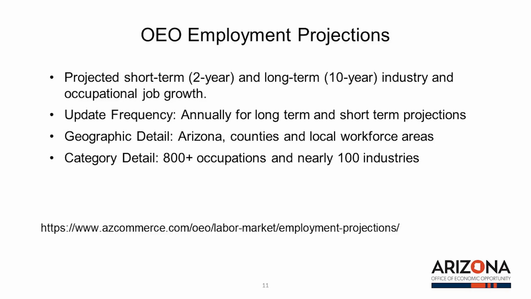And the next resource that we have available is the OEO projections. These show projected growth, short-term, so 2-year, and long-term, of industries and occupations. We update these each year. Just a couple months ago, we updated our short-term, and then just in 2 weeks, we'll be coming out with the new long-term projections. These have a very high level of geographic detail. So for the state, counties, and workforce areas, all of this information here is projected. And we have 800 plus occupations that we project for, and nearly 100 industries.